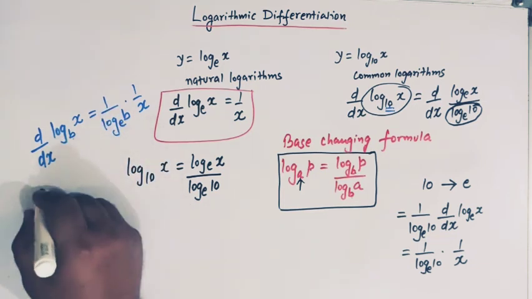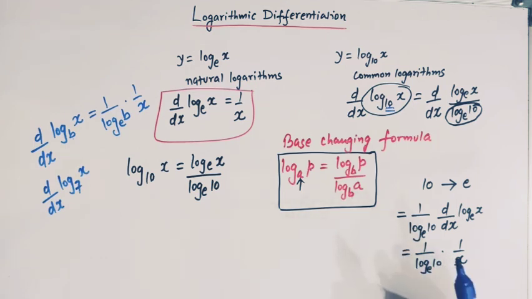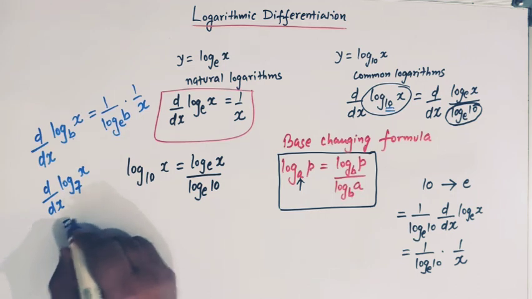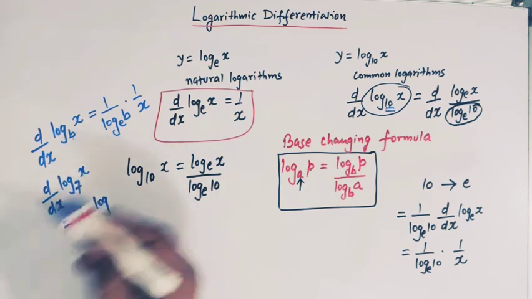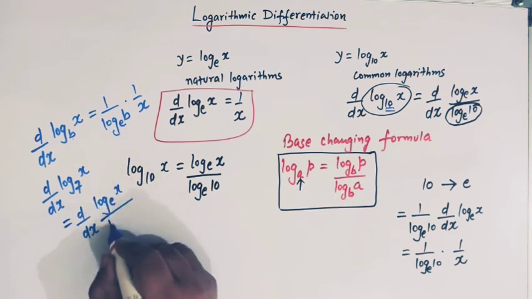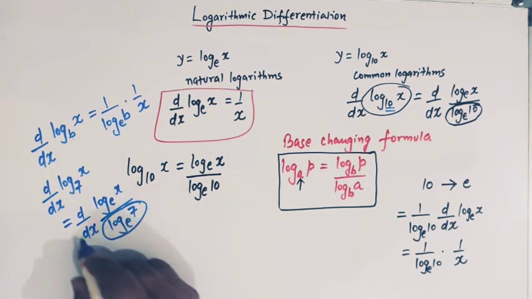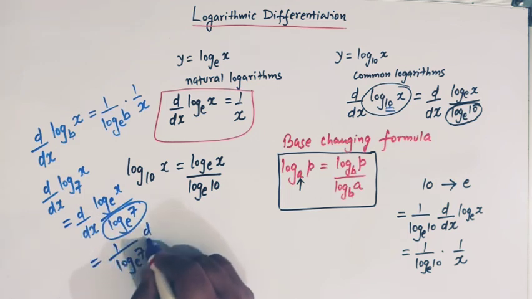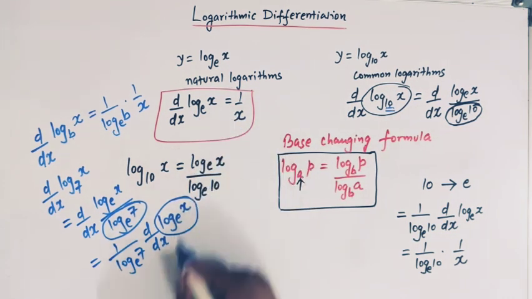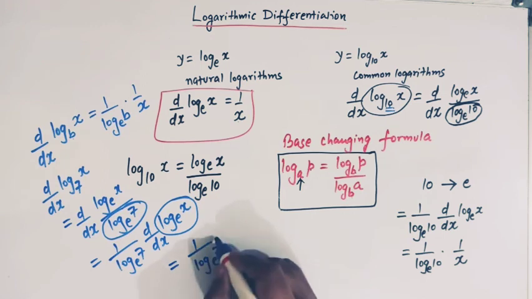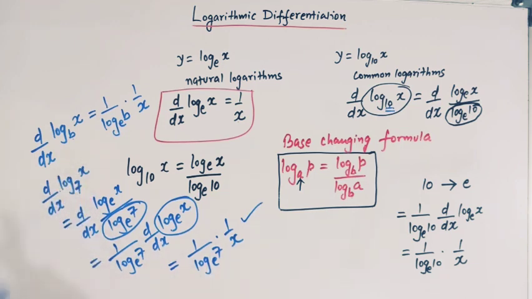Suppose we have to find the derivative of log of x to the base 7. With the help of this base changing formula, we can write d over dx of log, changing this base 7 to e, log x to the base e divided by log 7 to the base e, and this is a constant, so we can take it outside. So 1 over log 7 to the base e, the derivative of log x to the base e is 1 over x, so we can write 1 over log 7 to the base e times 1 over x. So this is the derivative of log x to the base 7.